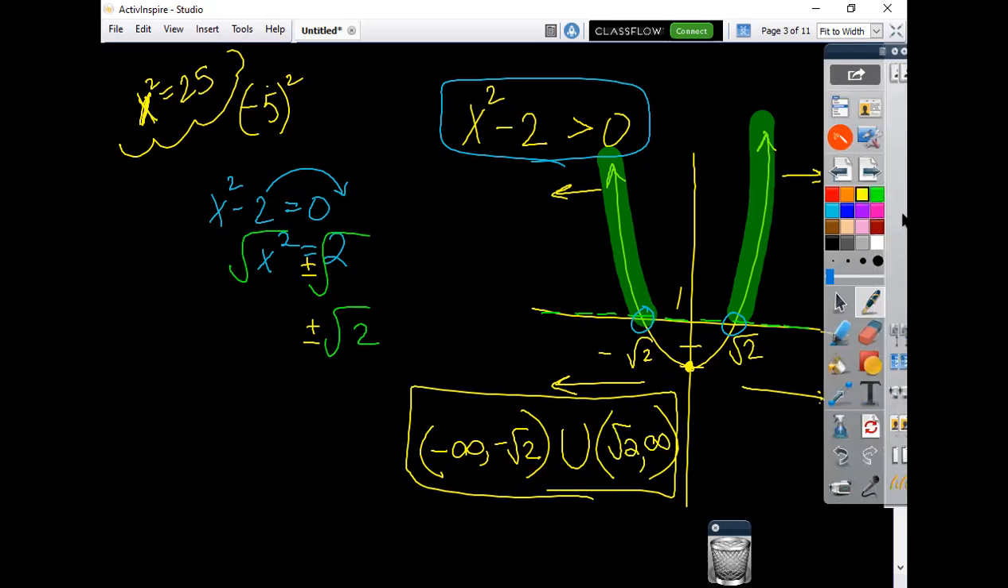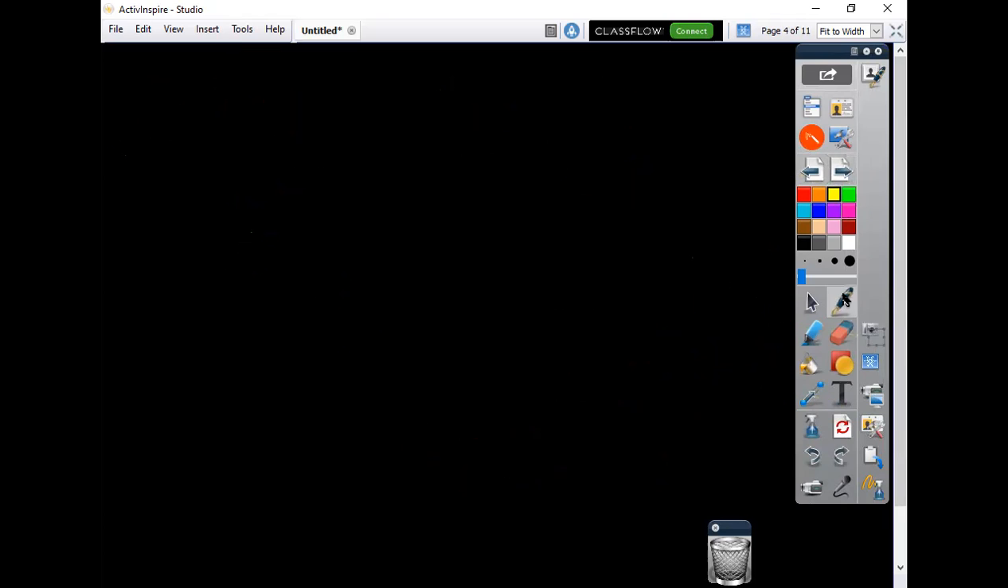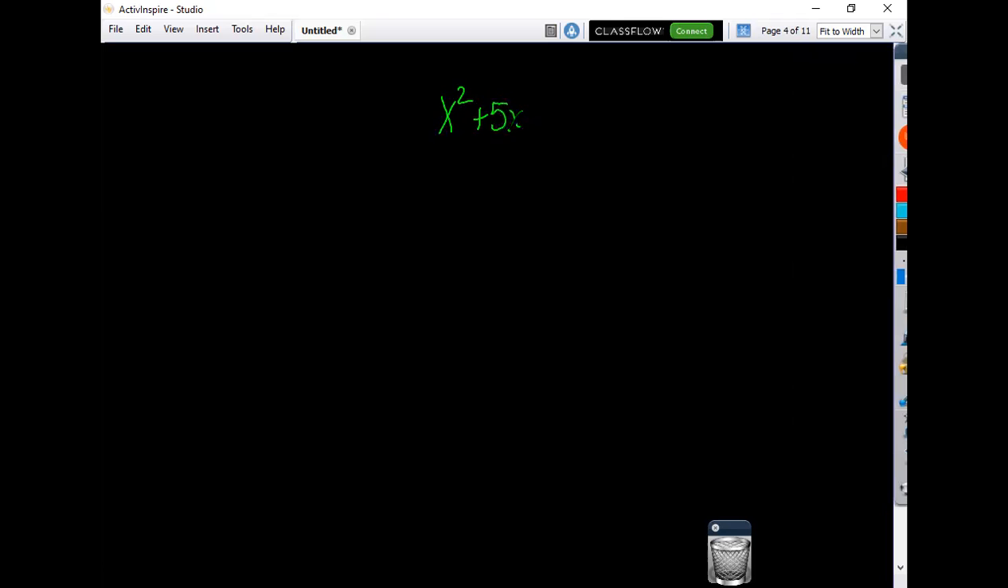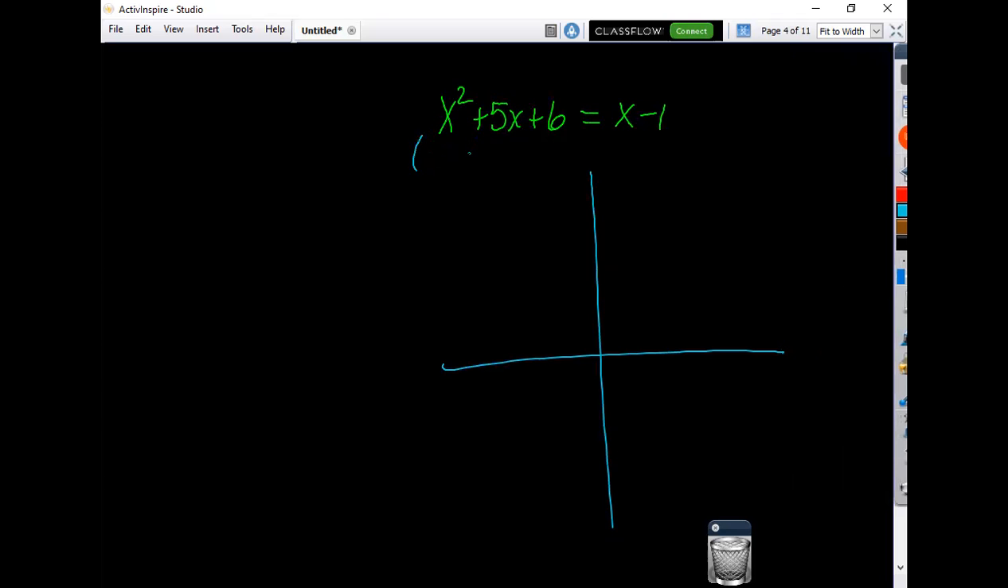Sometimes they'll have where is a quadratic equal to something that's like, say, a line. So if I had this quadratic, x squared plus 5x plus 6, and I wanted to know when does that equal x minus 1. And so solving by graphing, you just graph each side separately. I don't know if you remember factoring a quadratic. I think you guys had this. It would factor like that. 6 is 2 times 3, and 2x plus 3x makes that 5x in the middle.